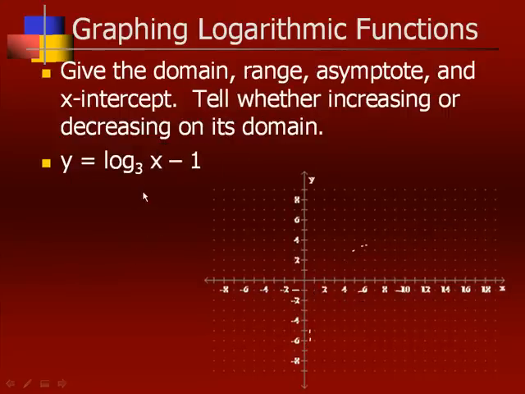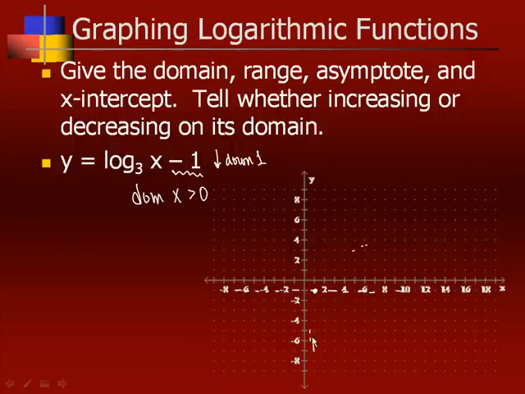Okay, when we graph this one, give the domain, range, asymptote, and x-intercept. Tell whether the function is increasing or decreasing on the domain. So the domain, we want x to be greater than 0. Now this minus 1 is stuck on the end, so domain is going to be greater than 0. The minus 1 means we're going to shift the whole graph down one place. So where we used to have our x-axis, now we're going to shift that down one place. We know that (1, 0) is on that graph, so now it's just going to shift down.